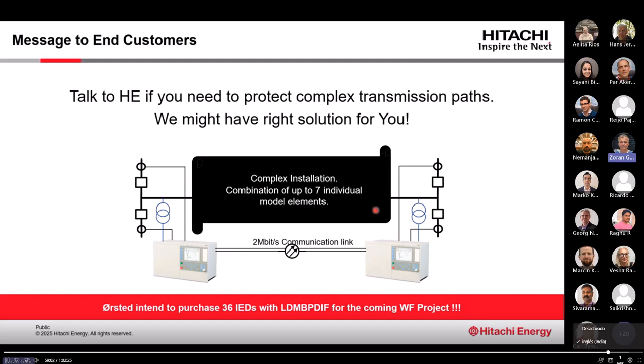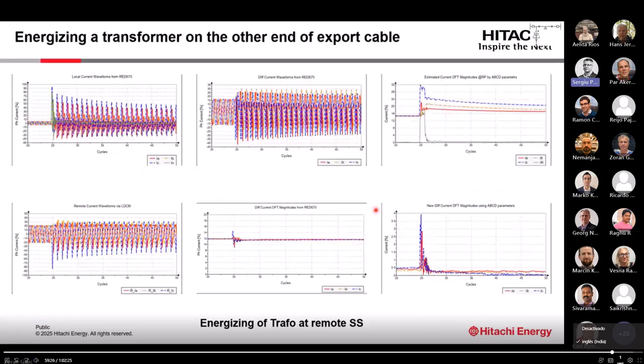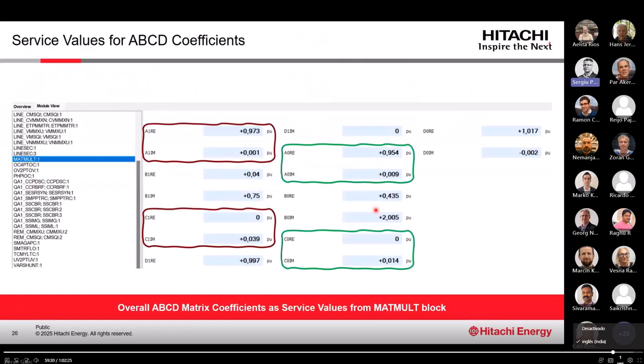Thank you. Any questions? Zoran, in respect to the CT saturation, the blocking will still be at both ends, but what happens when you need to send a signal to the other end that one of the CTs is saturated? Will the differential caused by that be faster than the actual signal sent by LDCM in this case?